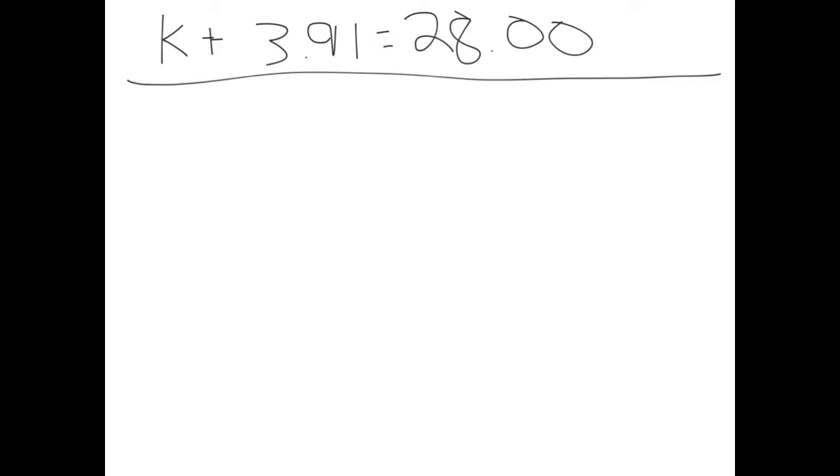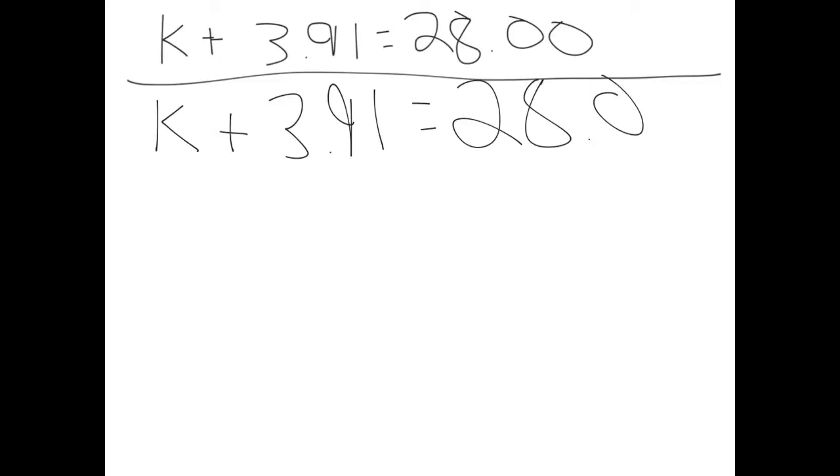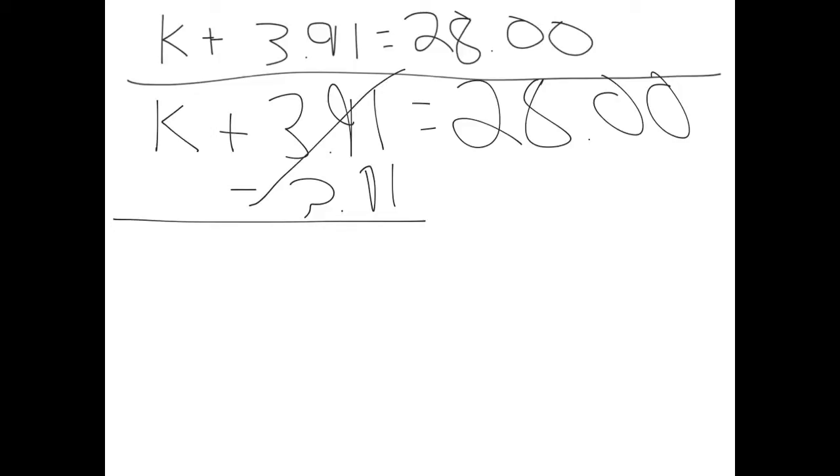Let's solve this equation. K plus 3.91 equals 28.00. We must subtract 3.91 from each side. This will cancel out. So we must do 28 minus 3.91.